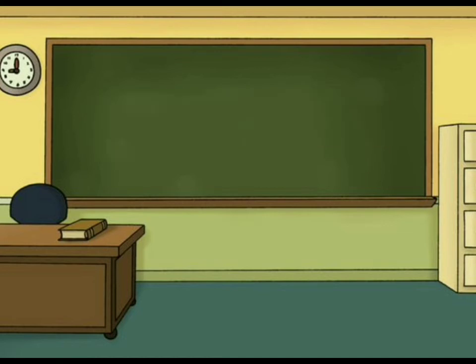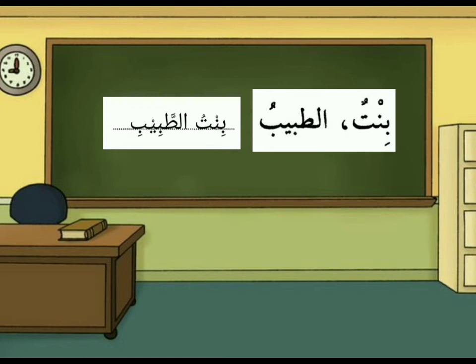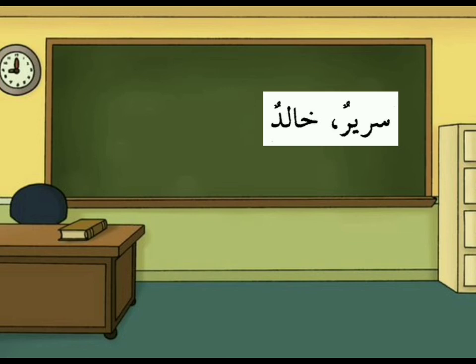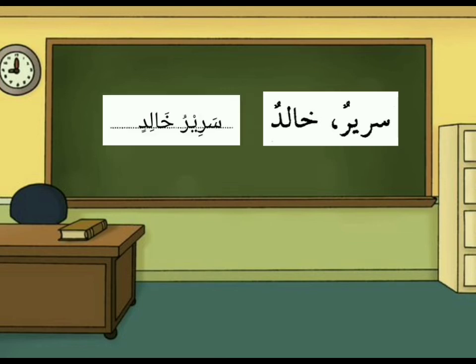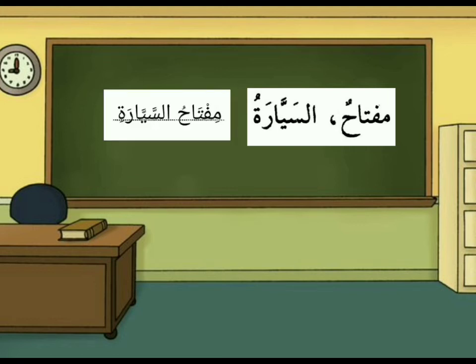Okay, next is Bintun and At-Tabibun. So, Bintun and At-Tabibun is Bintut Tabibi, or the doctor's daughter. Okay, next is Sarirun and Khalidun. So, Sarirun and Khalidun is Sariru Khalidin, or Khalid's bed. Okay, so the last one is Miftahun and As-Sayyaratu. So, Miftahun and As-Sayyaratu is Miftahus Sayyarati, or the key of the car.